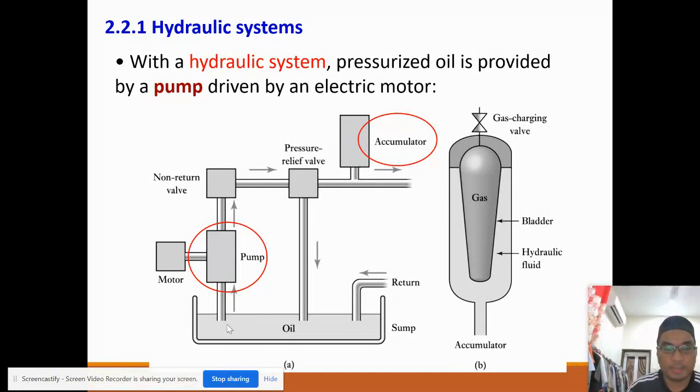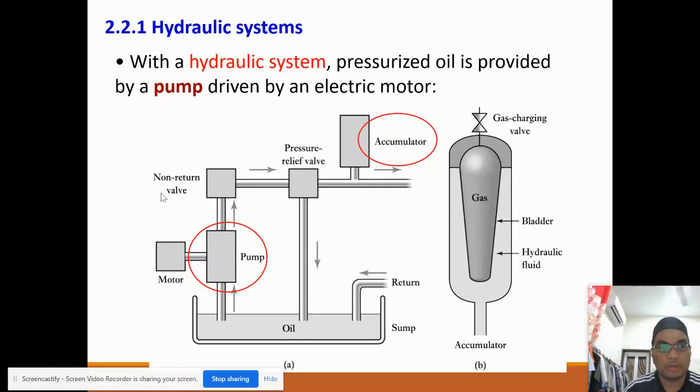Basically, we have a sump in the hydraulic system, which we fill with oil. The electrical motor will move the pump. There are three or four various types of pump, including the gear type pump, the vane, and also the piston type pump. The pump will suck the oil and transfer the pressure oil to this non-return valve.